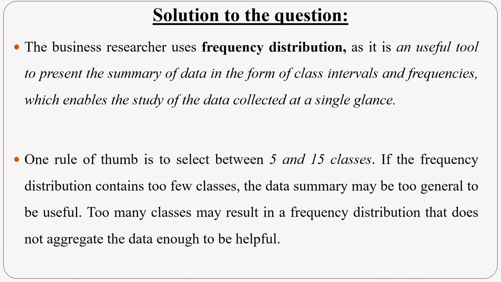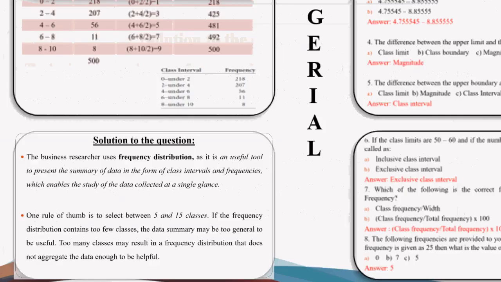And question 2, one rule of thumb is to select between 5 and 15 classes. If the frequency distribution contains too few classes, the data summary may be too general to be useful. Too many classes may result in a frequency distribution that does not aggregate the data enough to be helpful. So this is the answer for question A and B. Question C is what we need to see how to answer.